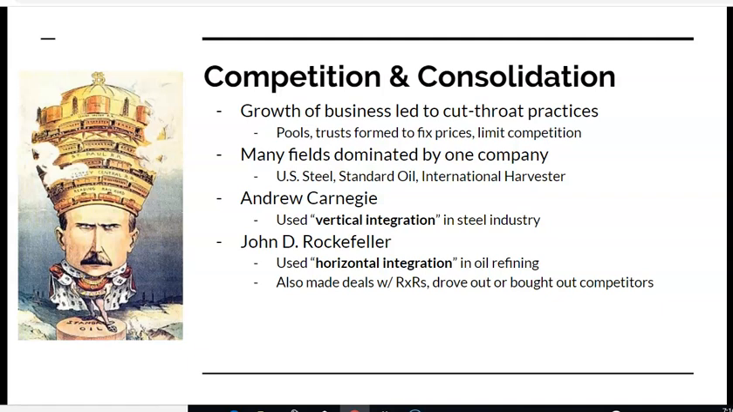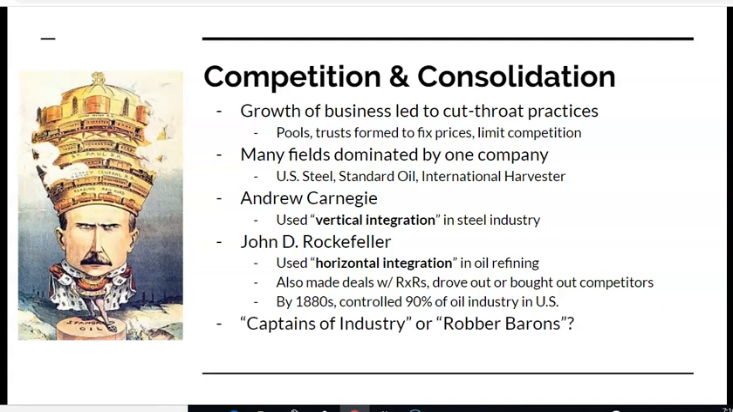And he also drove out or bought out any competitors. If you tried to compete with him, he would lower his prices until you were driven out of business. By the 1880s, he controlled over 90% of the oil industry in the United States.